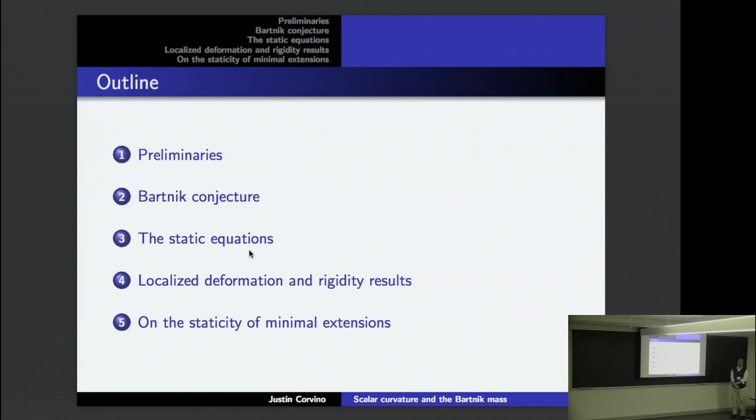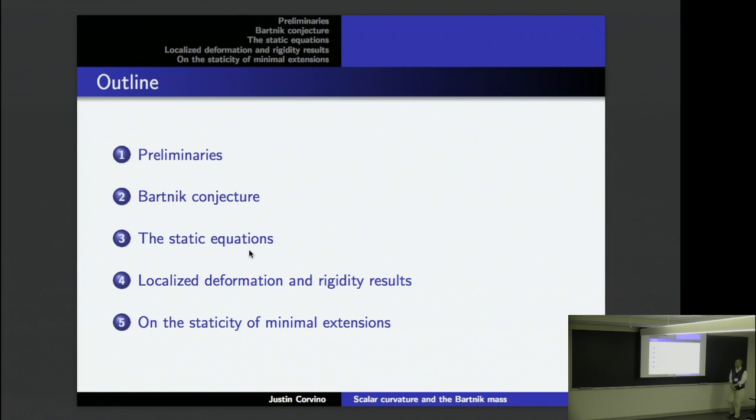So we'll start with some preliminaries. We'll start off slowly this morning, reminding you of some things about the constraint equations and the mass, and formulate the Bartnik conjecture about a certain quasi-local mass. Recall what the static equations are, and then in terms of those equations, go over some deformation and rigidity results for the scalar curvature.